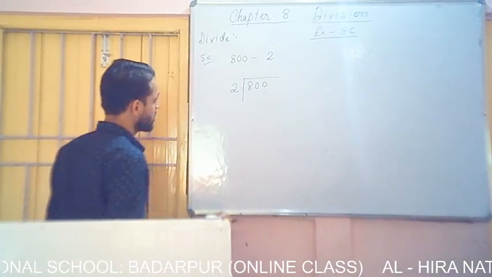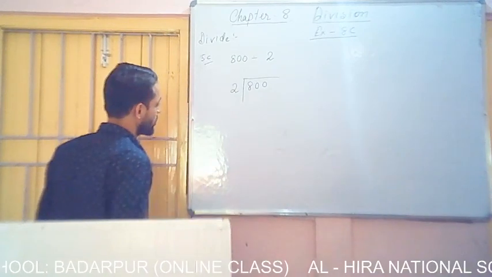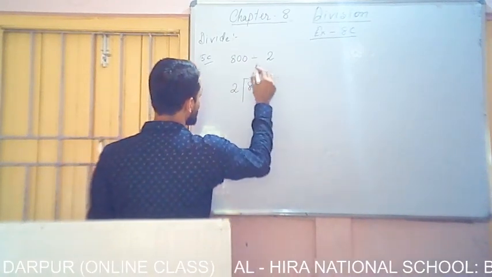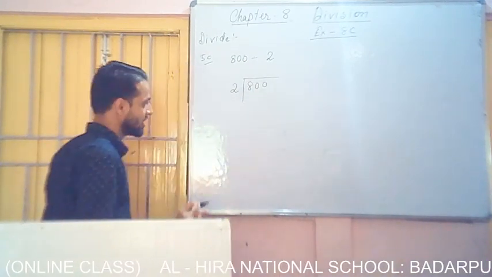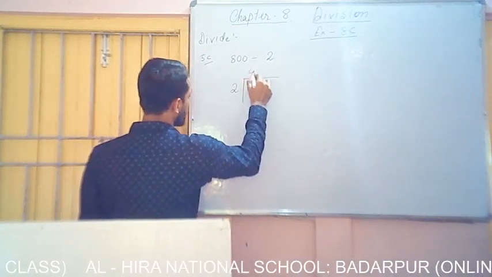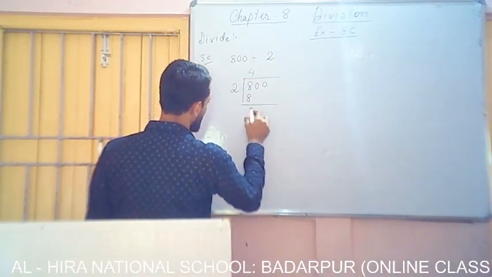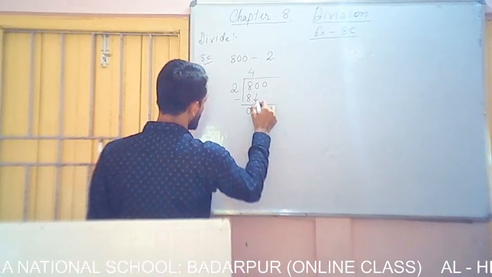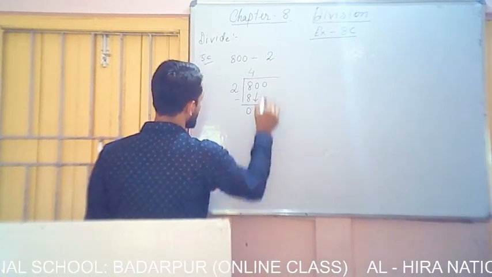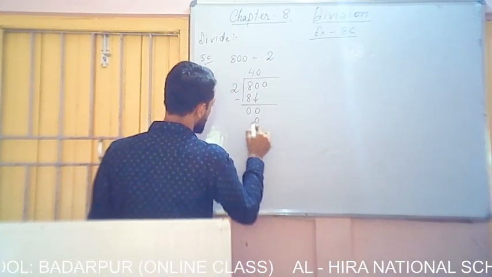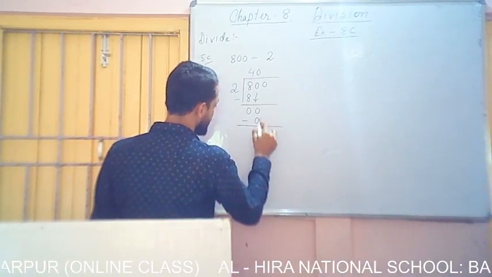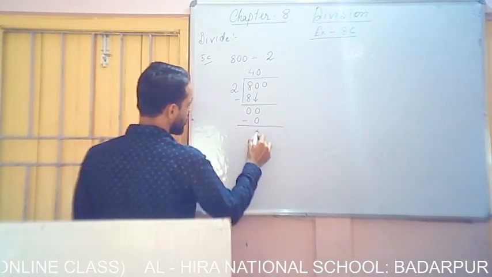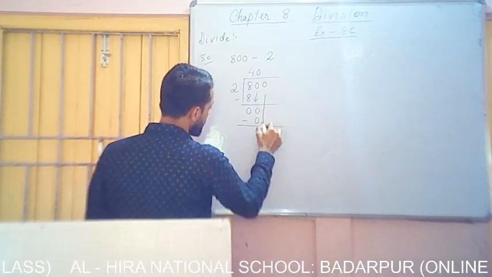Now we have to divide 800 by which number? By 2. So at first we have to start from which place? 100 place. So in 100 place which digit is there? 8. So 2 4s are what? 8. 8 minus 8 equals to 0. Bring down 0 tens. 2 multiplied by 0 equals to what? 0. Again if we subtract 0 from 0 we'll get what? 0. Now bring down 0 ones.